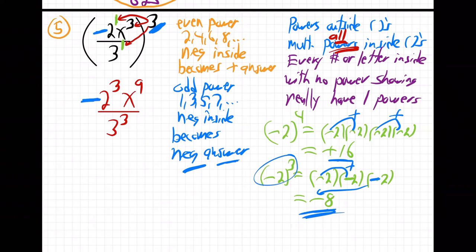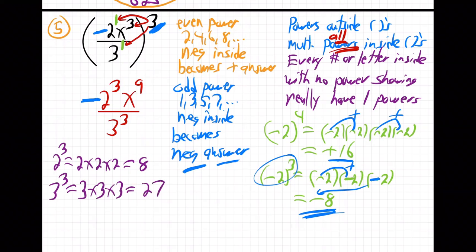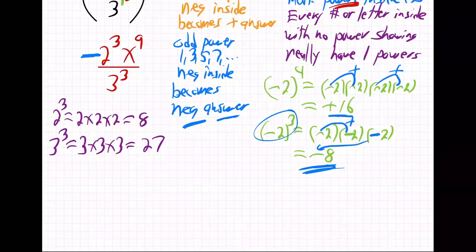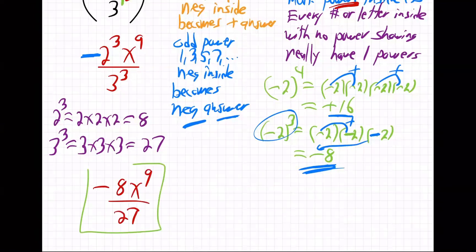So it's going to end up a negative answer. Okay, now we just work out the numbers. So 2 to the 3rd power, what is that? 2 times 2 times 2, which is 8. And then 3 to the 3rd power on the bottom, 3 times 3 times 3, 3 times 3 is 9 times 3 is 27. So then when all is said and done, it's going to be negative 8x to the 9th over 27. And so there we go.